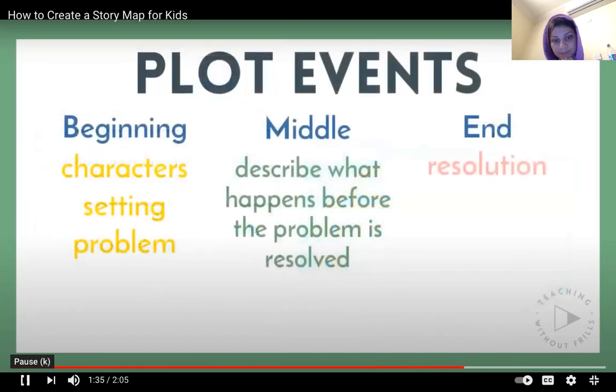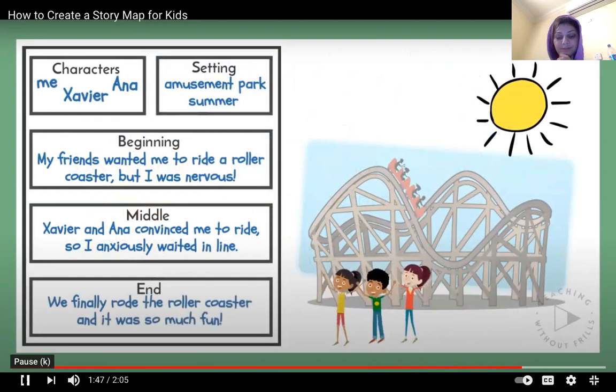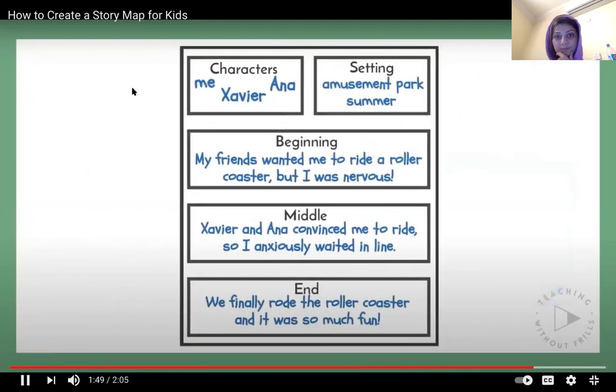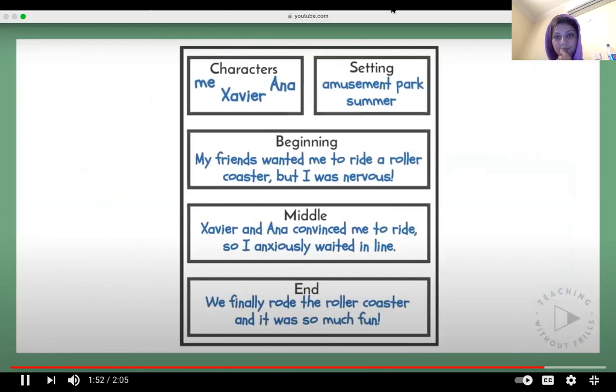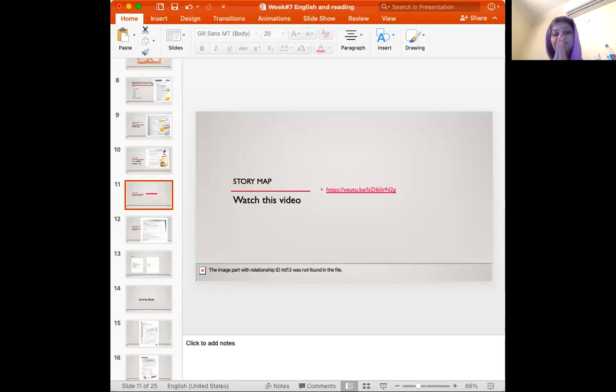Xavier and Anna convinced me to ride, so I anxiously waited in line. In the end, there should be a resolution, or a way for the characters to overcome the challenge they had in the beginning. In my story, we finally rode the roller coaster, and it was so much fun. I can use this story map as a guide when I begin writing my story. As you can see, a story map is a graphic organizer that helps me to put everything in place: characters, events, settings.